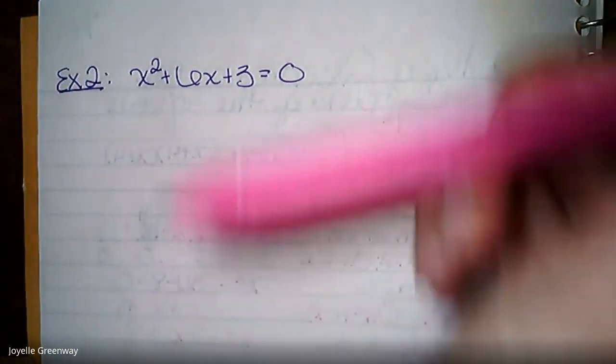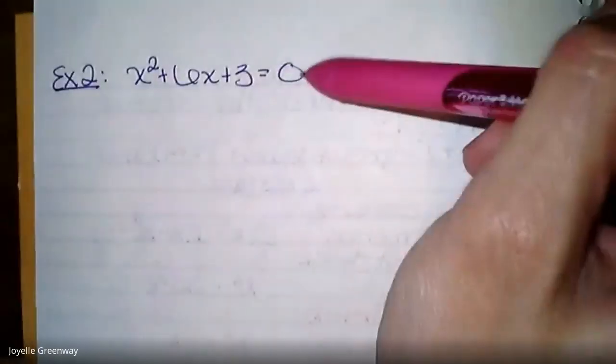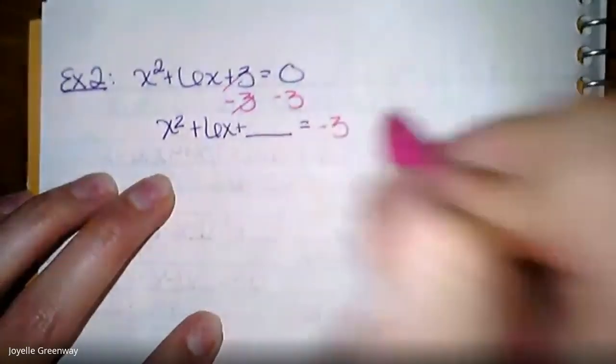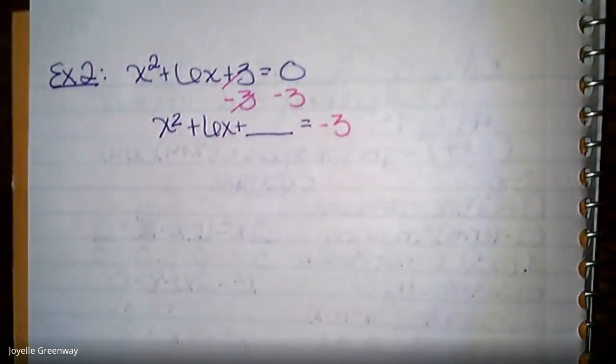Step 2, you want your A and B terms on one side and your C term on the other side. So I'm going to subtract 3 from both sides. So now I have x squared plus 6x plus blank equals -3. Okay? So that's steps 1 and 2. Step 3, what color did I use for 3?